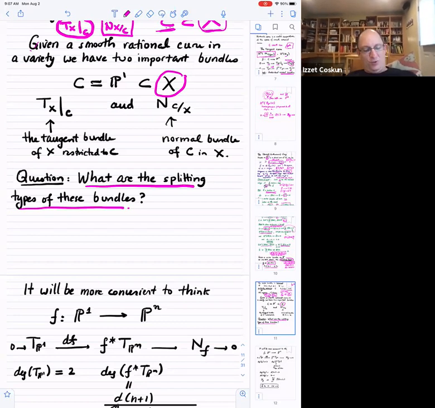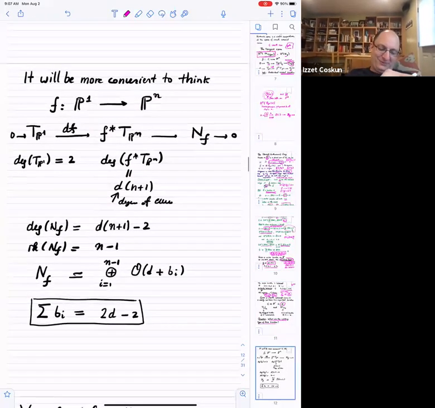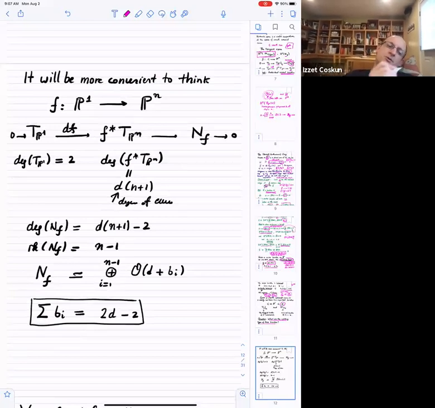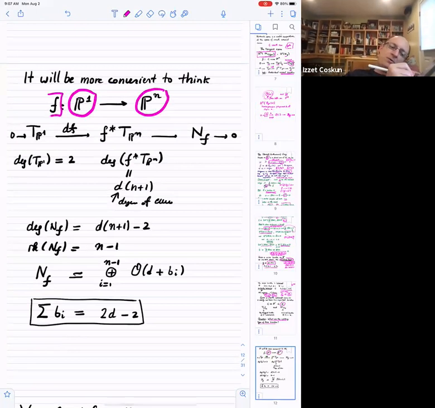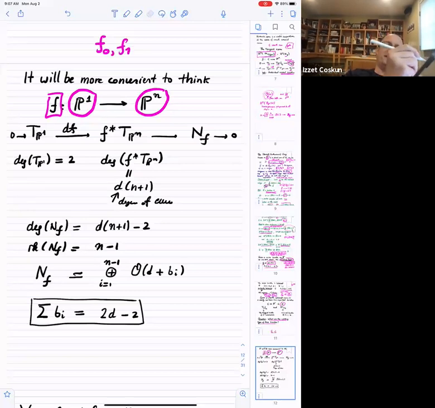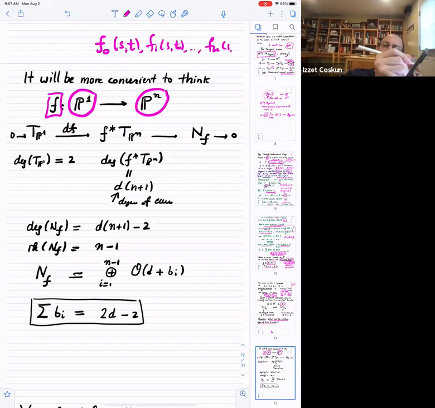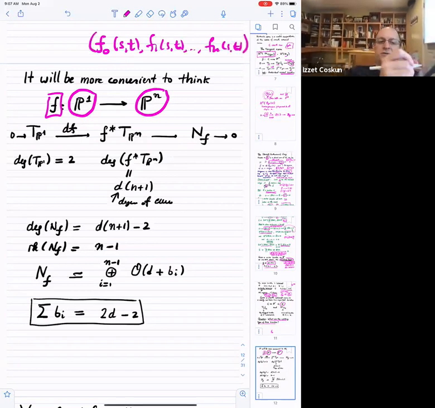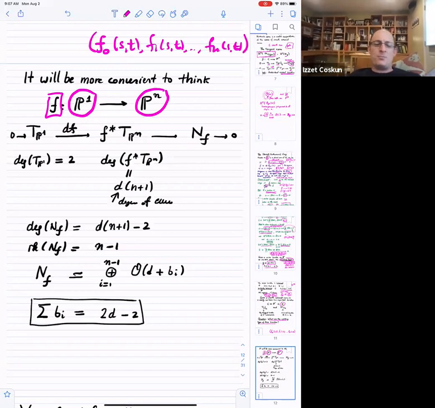So let's compute some of these things. All right, so what's our situation? We have our P1, it's mapping to Pn. This is a map of degree d. So in other words, it's given by n+1 polynomials like this. These are in the coordinates s, t of P1 if you want. So these are degree d polynomials, with no common roots. And we can further impose that maybe the image is smooth. That means that if you form the Jacobian, the rank of that matrix never drops, okay?